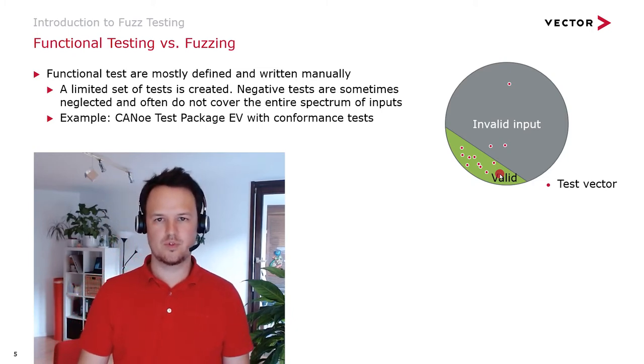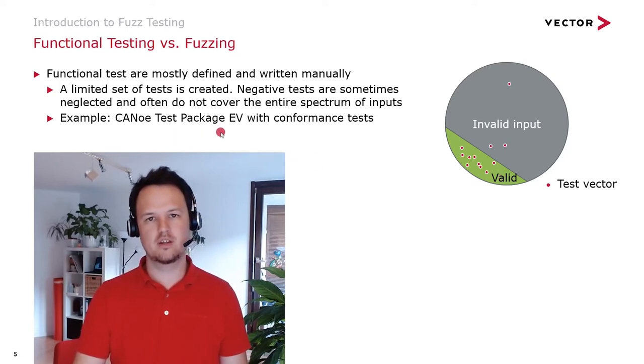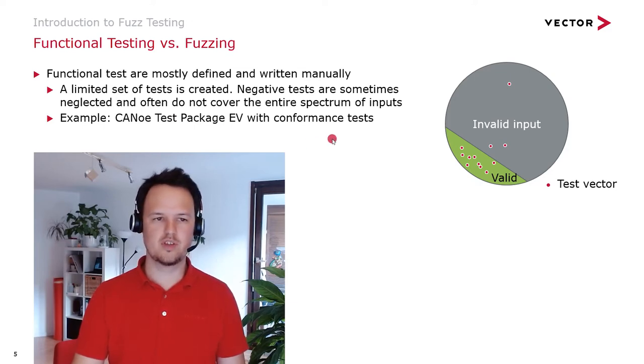If we wanted to do this for ISO 15118, you could buy, for example, from Vector, the CANoe test package EV, which comes with conformance tests, which do basically this.